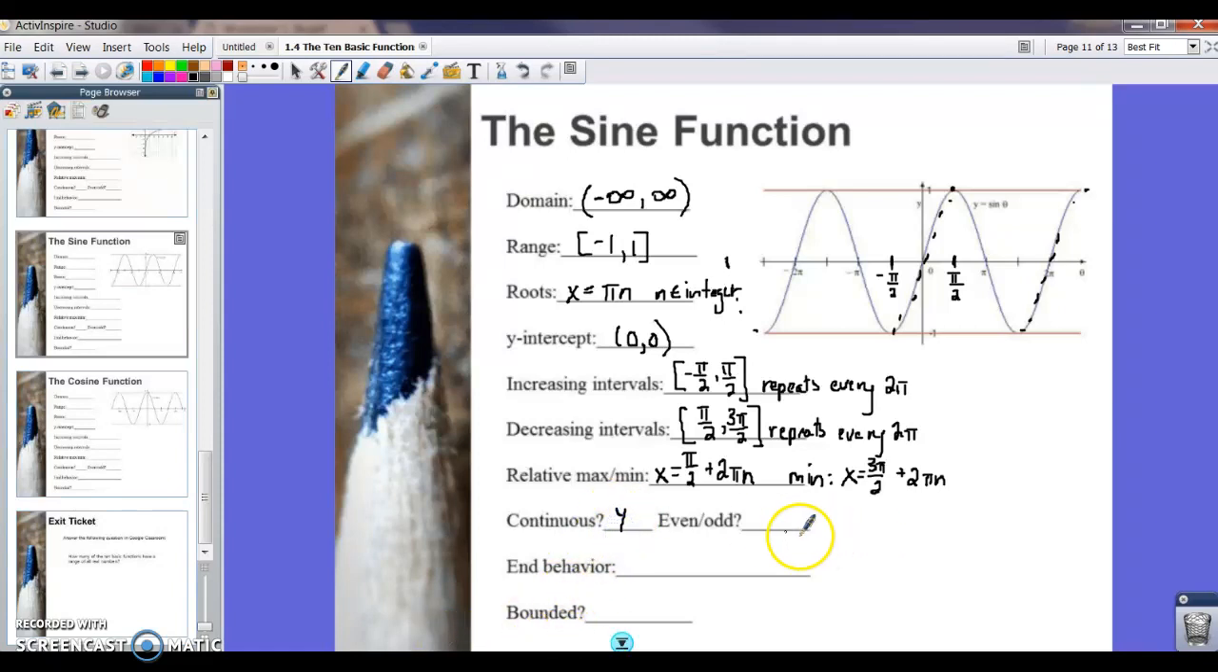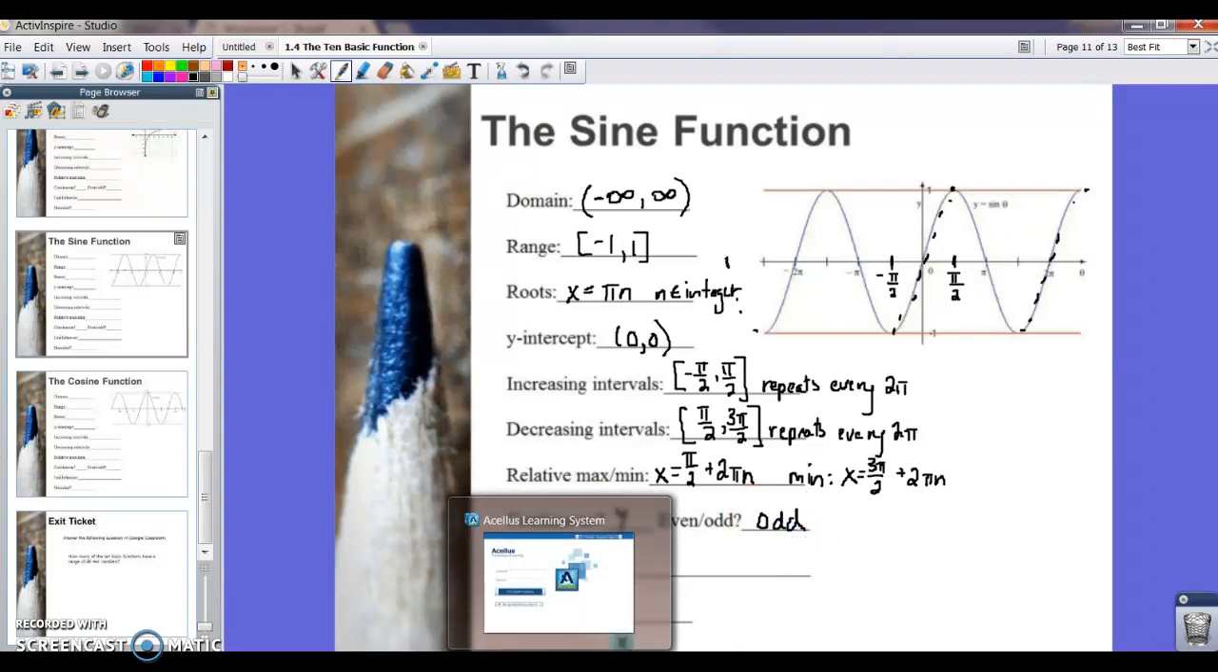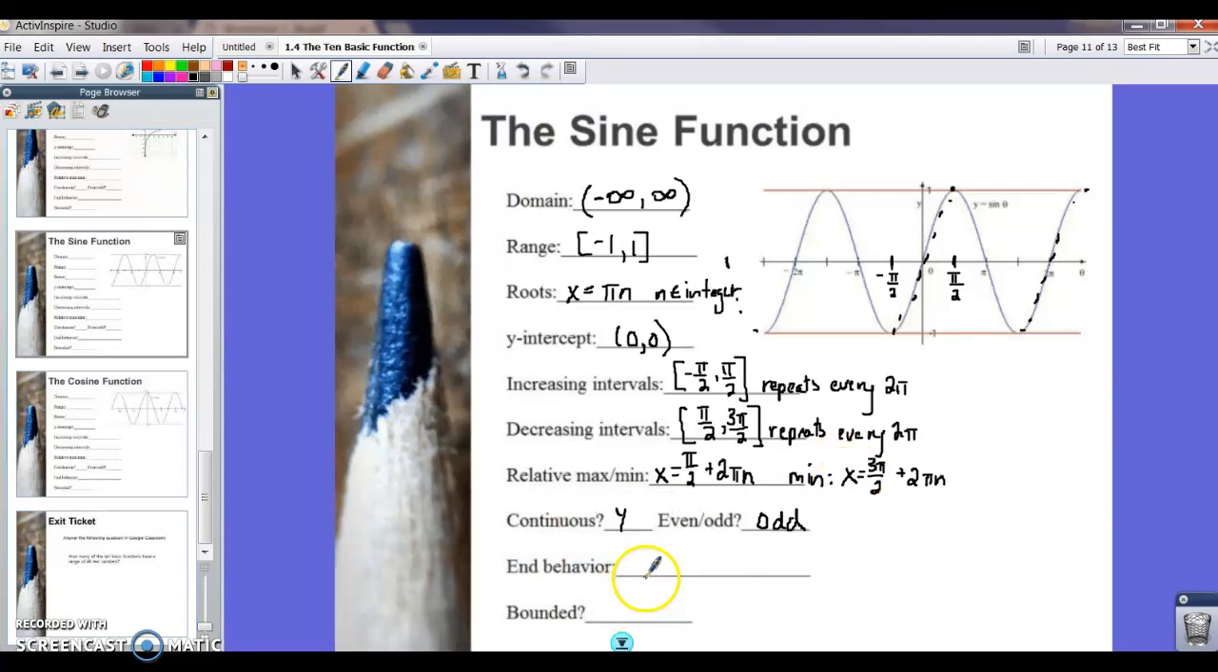It is continuous, and it is in fact odd. Our end behavior, there really isn't one other than that it oscillates between -1 and 1, right? It never actually stops. It goes on and on forever, just going up and down between +1 and -1. And it's bounded above and below. Okay? It never goes any higher than 1, never goes any lower than -1.